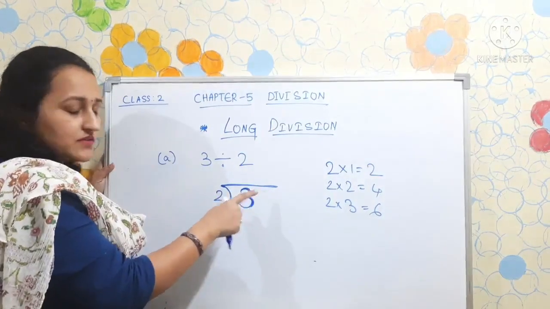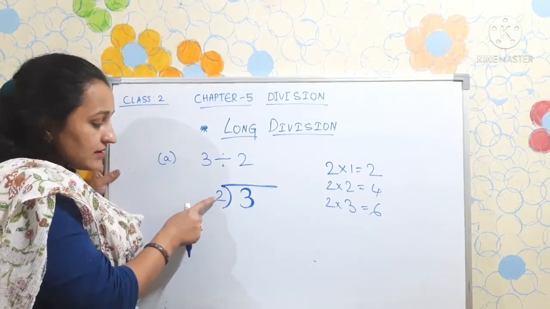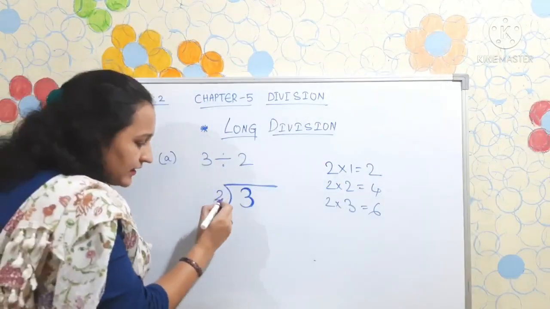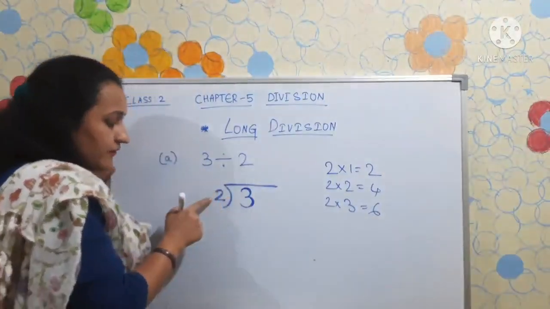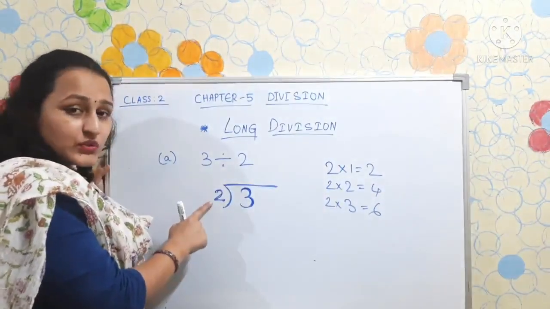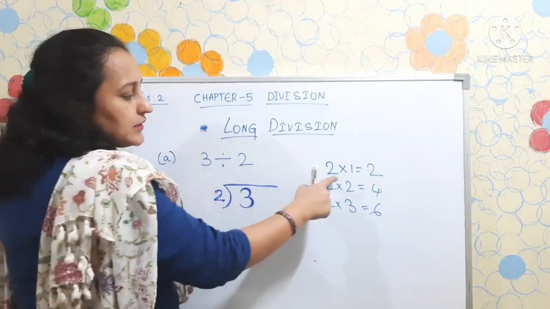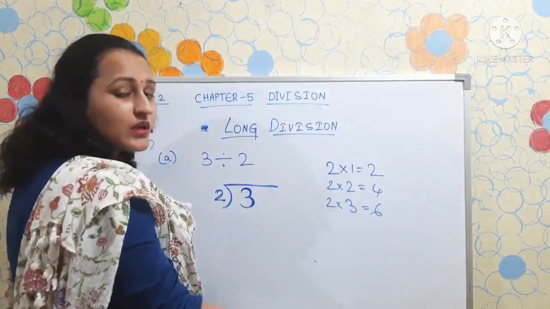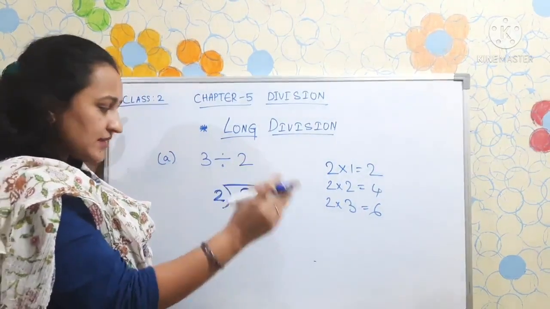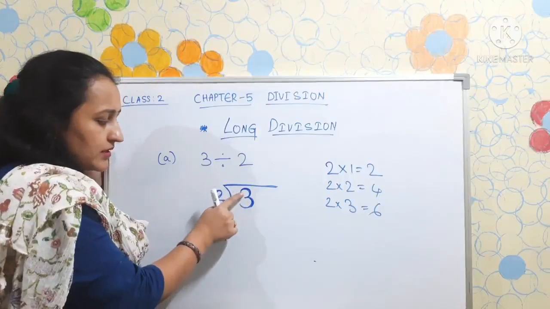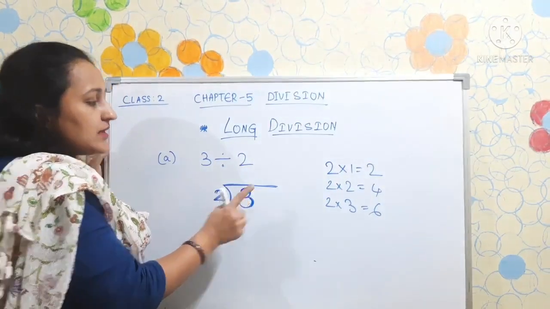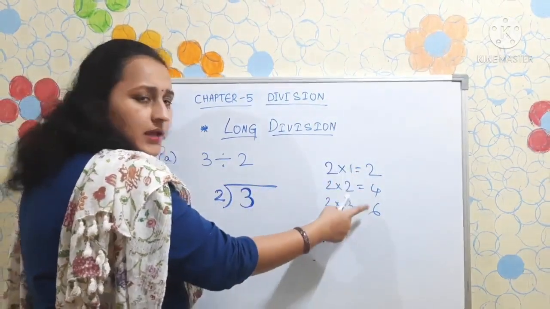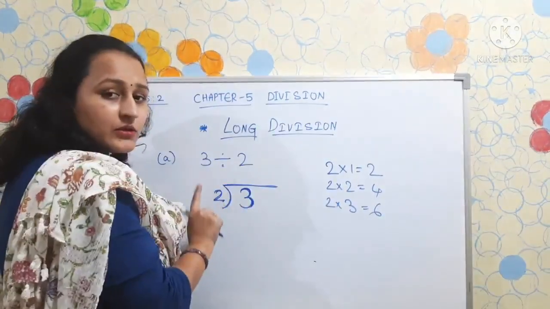Before we do our division, we should always revise the table of this number. This is called the divisor. We should refer to the table of 2. 2 times 1 is 2, 2 times 2 is 4, 2 times 3 is 6, 2 times 4 is 8, 2 times 5 is 10, and so on. First see this number, 3. Do we see 3 in the 2 table? No, we don't see 3 in the 2 table.